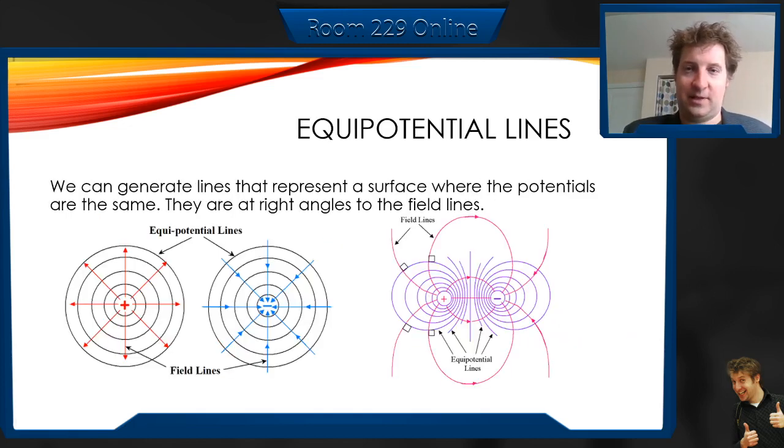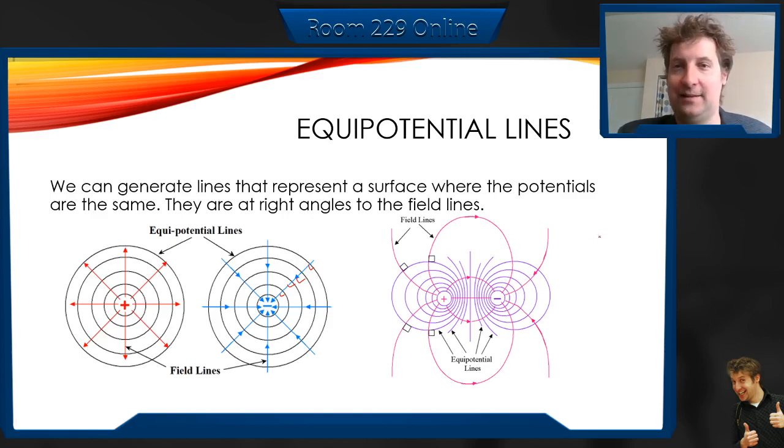So again, as we talked about equipotential lines, these represent the lines where all the potentials are the same. And the only thing I didn't really say is that the equipotential lines and the field lines are always at right angles to each other. Always right angles everywhere, which makes sense. A field line represents where we're increasing the most. It's the direction in which we're going.